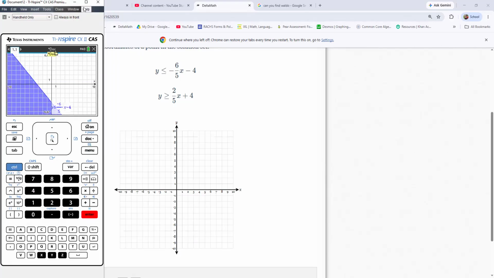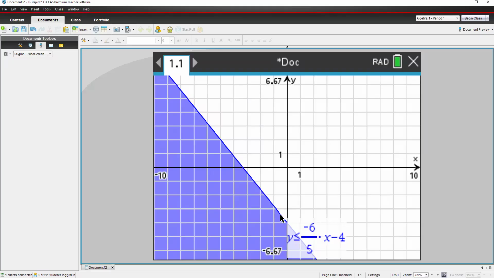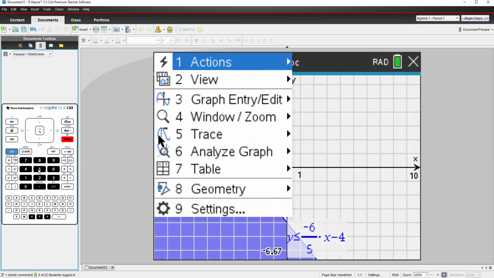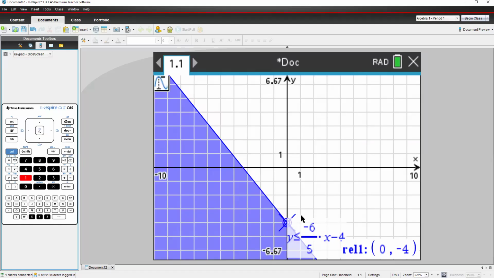Boom, this is what you got. Now I'm going to make this bigger so you can see. All we need to do is find 2 points on here. Once you get 2 points, you just use your ruler and you're good to go. So I'm going to do menu 51, and it almost always will take you to the y-intercept. So the y-intercept is (0, -4), and now all we need is another point.